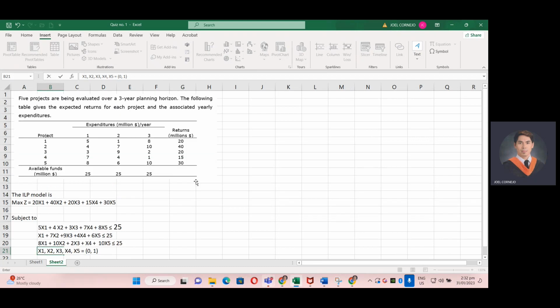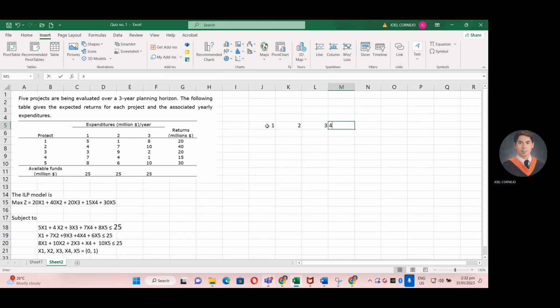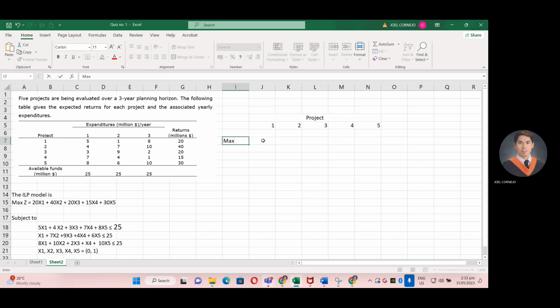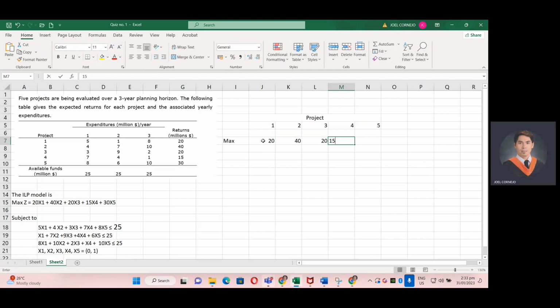Okay, so after that, input lang natin yung mga datas. This one. So gawa tayo. So we have the project 1, so the project, then for our returns we have 20, 40, 20, 15, 30. And so we have our constraints.